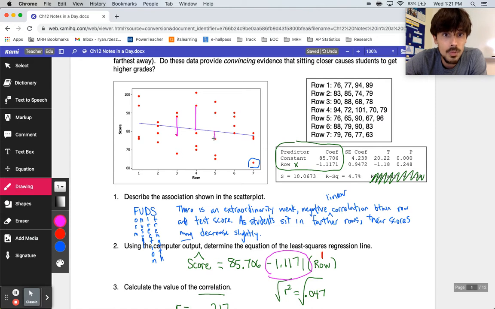But if you were to average the length of all these purple lines here for each individual dot, you will get S. S is a distance, and it's going to be measured in the units of your y variable. It's a vertical distance here, which is y, which is score. So when using our LSRL to predict score based on what row you sit in, our predictions will typically be off by about S, so 10.06 points. If you average all these purple lines, they end up being about 10 in length. So our predictions are typically going to be off by about 10.